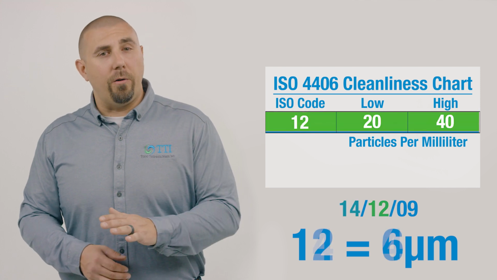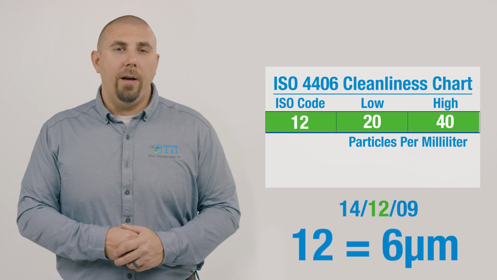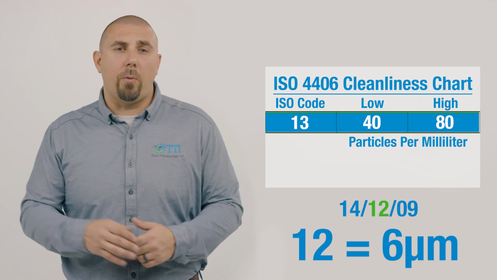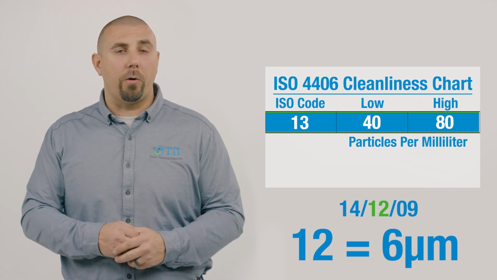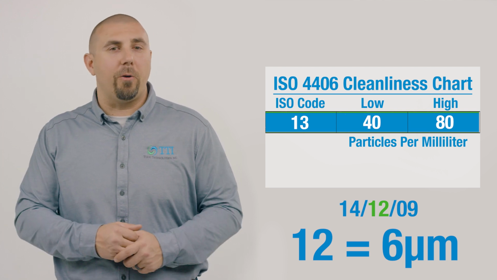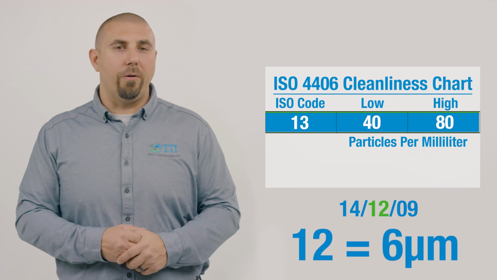Next, we look at 12, or the 6 micron channel. If we were to see an increase of just 1 to 13, we would see that the number of particles goes from 20 to 40 particles up to 40 to 80 particles of contamination at the 6 micron size or larger per milliliter of fluid.